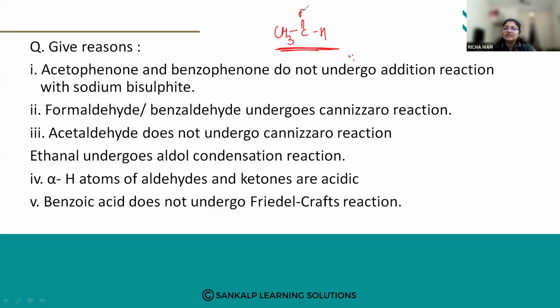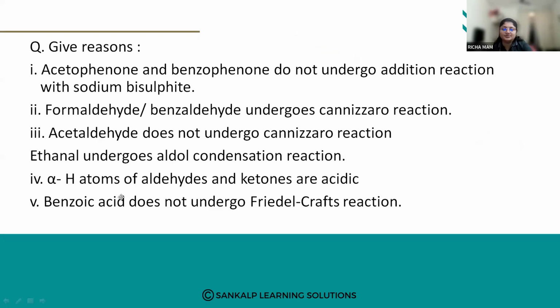What is the reason? Because it has alpha hydrogen. So because it contains an alpha hydrogen, it will not undergo Cannizzaro reaction, but it will undergo aldol condensation. The reason is it has alpha hydrogen atom. Fine. Next question, fourth question.